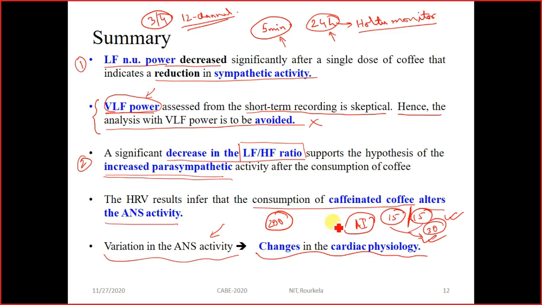So if you are doing any artificial intelligence based analysis, you should have a data set where you will be having at least 200 values for each feature set. Then only you will be able to apply the artificial intelligence based method.